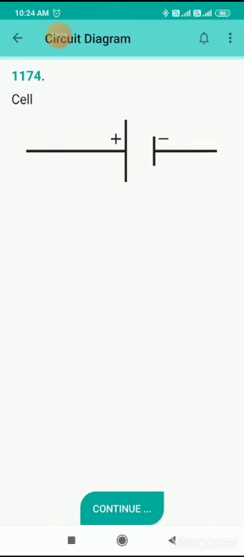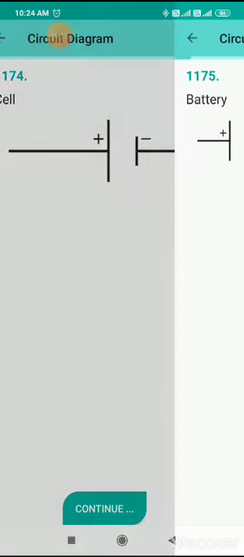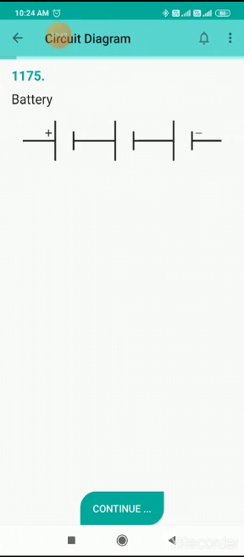Cell. This is the diagram of a cell. It has two terminals, a positive terminal and a negative terminal. The large vertical line represents the positive terminal and the small vertical line represents the negative terminal. This is a battery. Battery means what? A battery is a combination of cells, or when a number of cells are combined together in series, they form a battery.